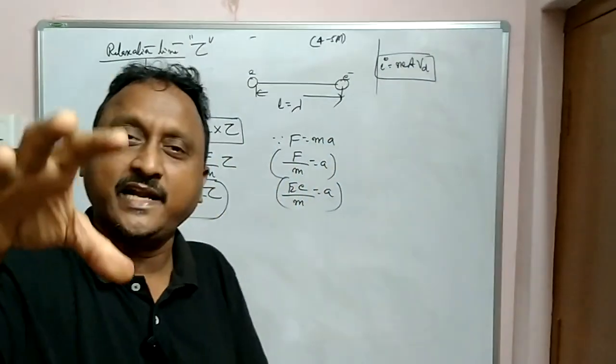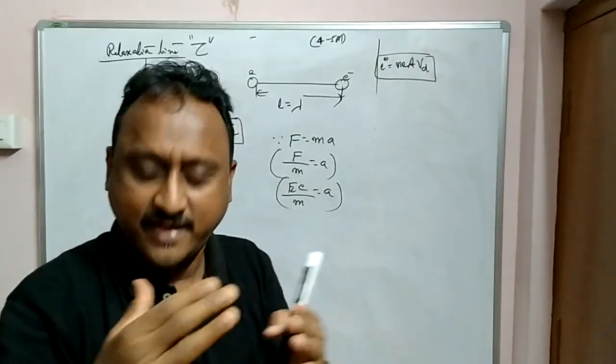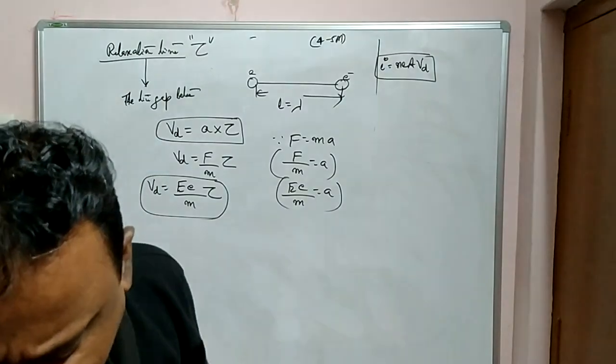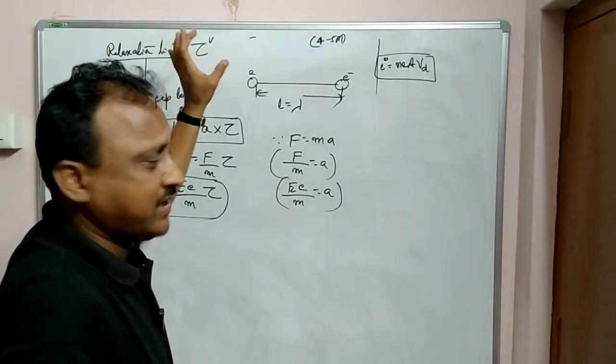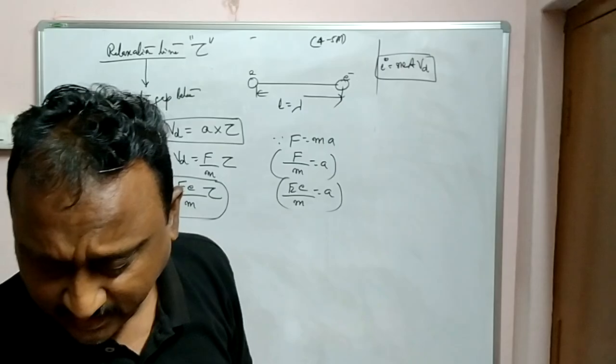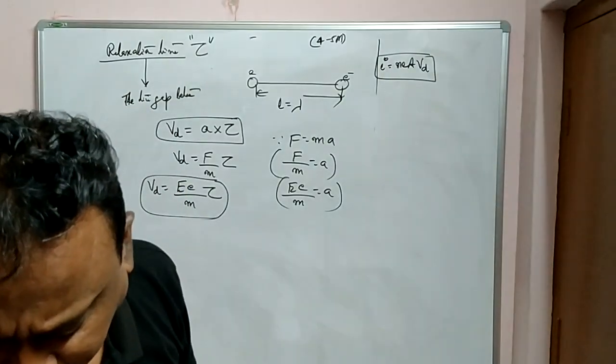So relaxation time is the time gap between one collision and the next collision. That time lapse is called relaxation time. It is indicated with the letter tau. Please write down.